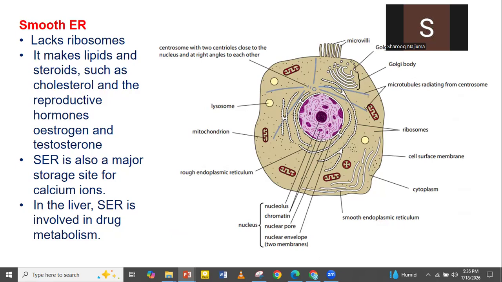The smooth ER also stores calcium ions, and that is particularly the smooth ER in your muscles. Then in the liver, the smooth ER is involved in drug metabolism. So those are the major uses of the smooth endoplasmic reticulum. Sometimes it could be hard for you to get all the uses, but at least get two of them. Get two of them, and yes, you'll be good to go.